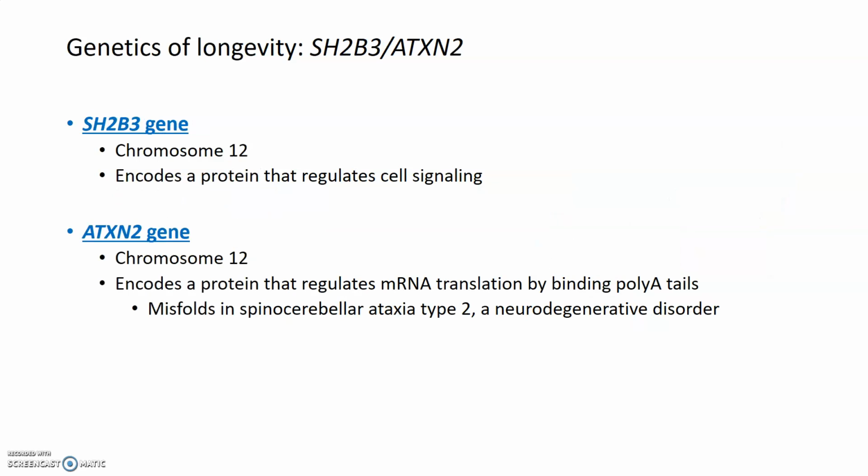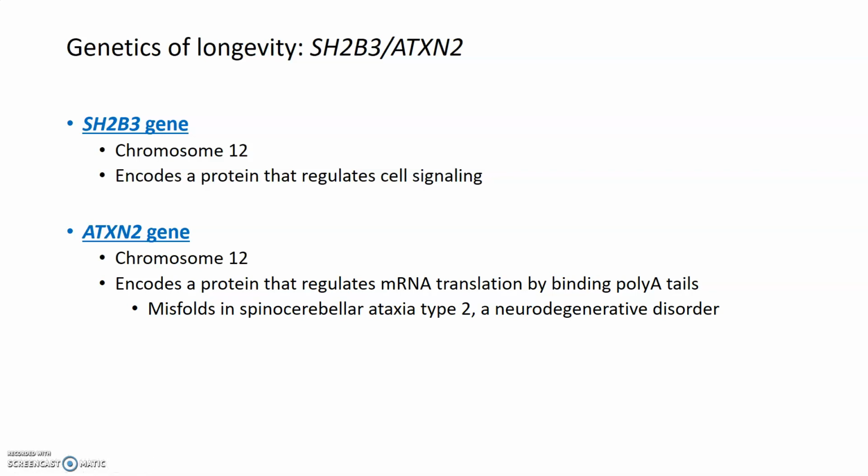And the same can be said of these two genes here, SH2B3 as well as ataxin-2, both of which are on chromosome 12. One encodes a protein that regulates cell signaling. The ataxin-2 gene encodes a protein that regulates mRNA translation. Both of these have been implicated by GWAS studies in longevity and aging, but there's not really any studies explaining how that might work.